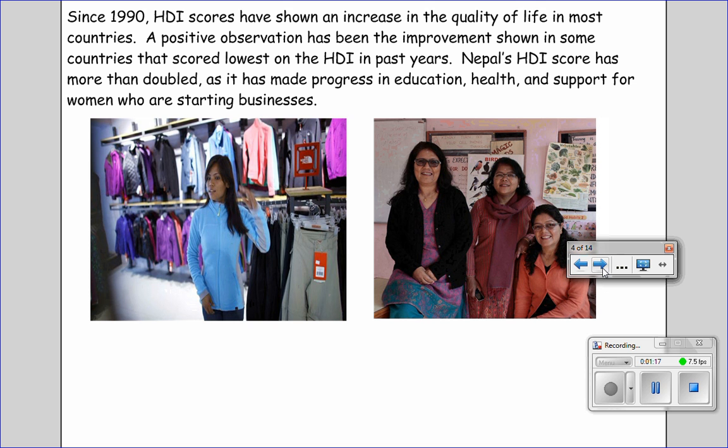Since 1990, HDI scores have shown an increase in the quality of life in most countries. A positive observation has been the improvement shown in some countries that scored lowest on the HDI in past years. Nepal's HDI score has more than doubled as it has made progress in education, health, and support for women who are starting businesses.